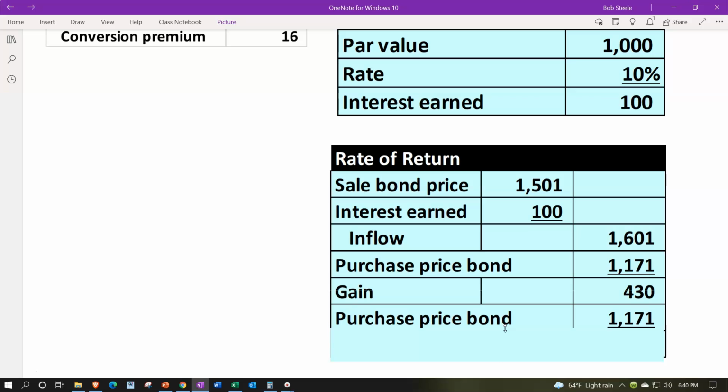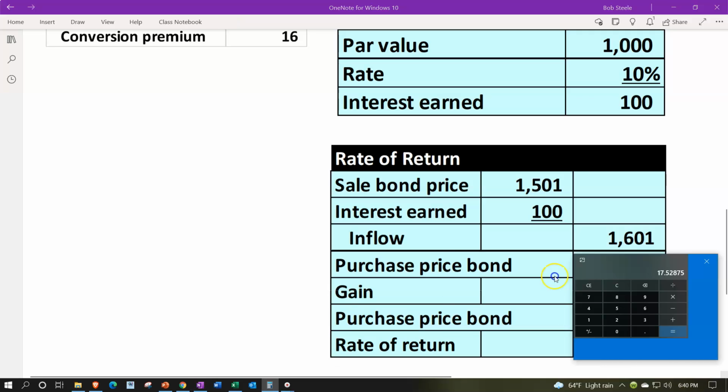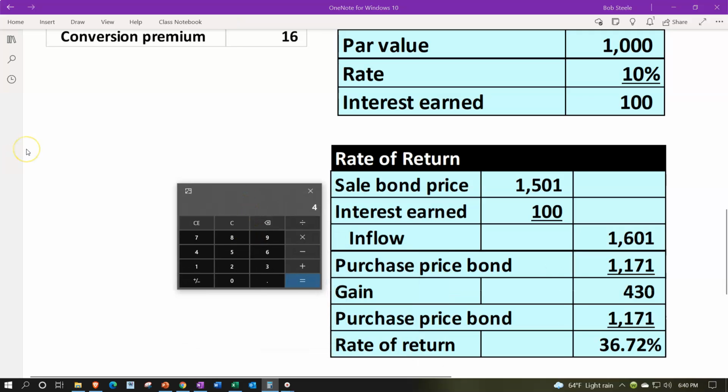If we compare that to how much we paid, we can then get our return, and that would be equal to 430 divided by 1,171. That would give us 0.36, or if we move the decimal place two places over, or multiply times 100. Hold on a sec. Let's do that again. We got the 430 divided by the 1,171, and then times 100 would give us the 36.72%.